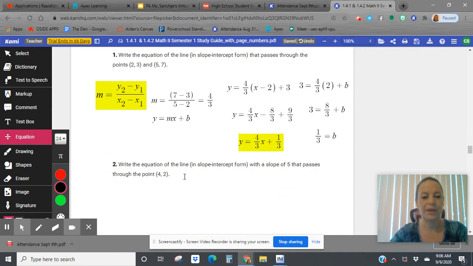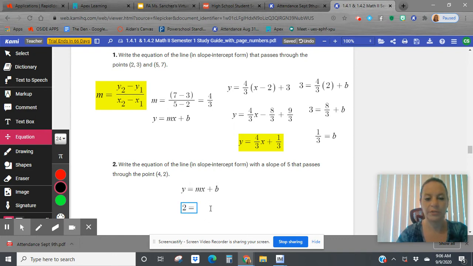For the equation. Okay, write the equation of a line in slope-intercept form with a slope of 5 that goes through the point 4, 2. So again, they're giving us a point, they're giving us a slope. We have to solve backwards for the b. You can use either of the two methods we just did on the last one. I'm going to solve backwards for b right now.